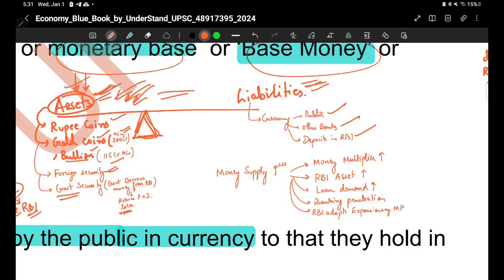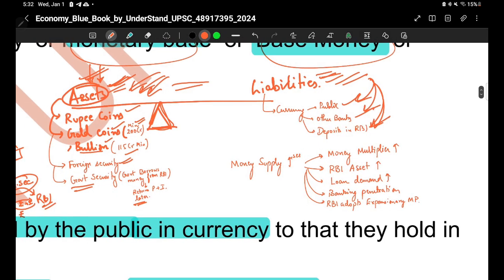Since RBI has more assets, they can print more money now and give it to the public or give it to the banks, or banks can deposit in the RBI. Okay, I hope you're understanding this.